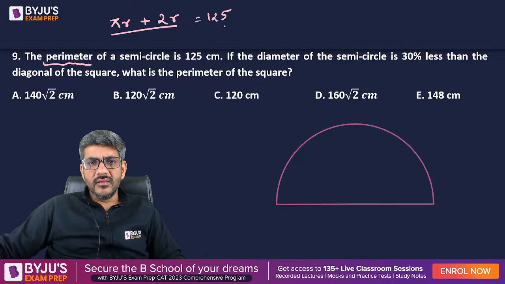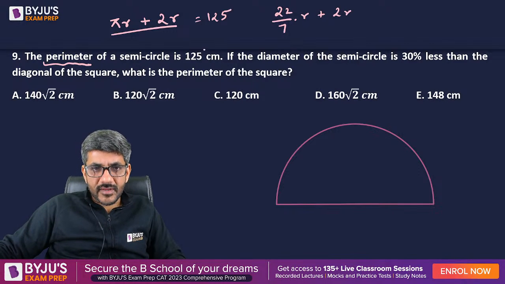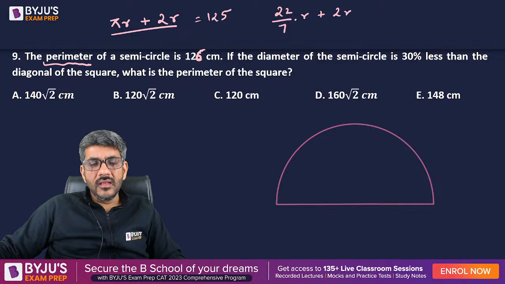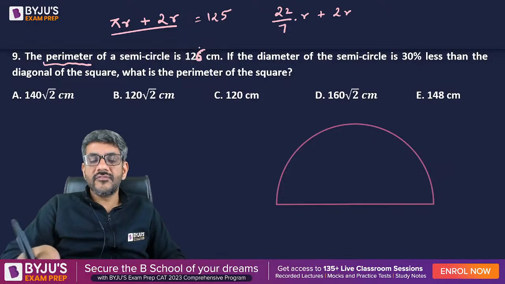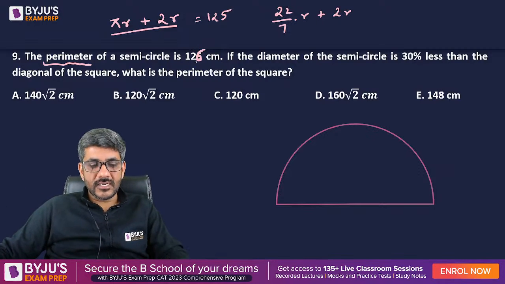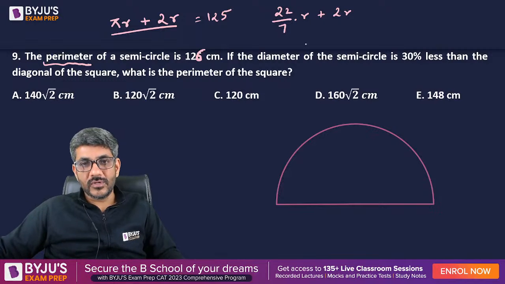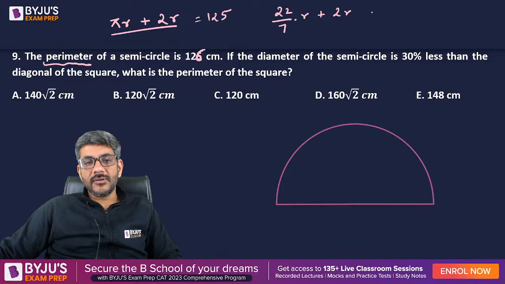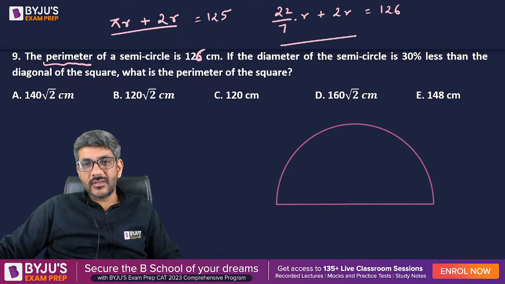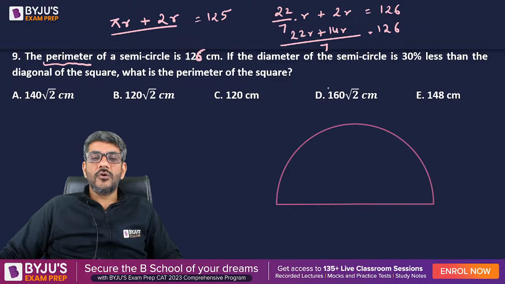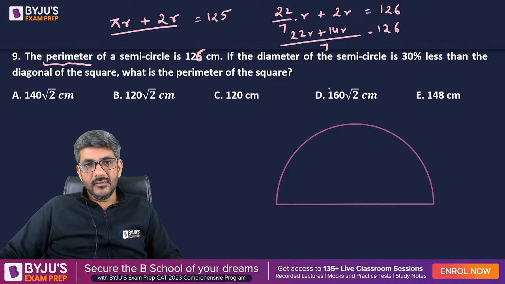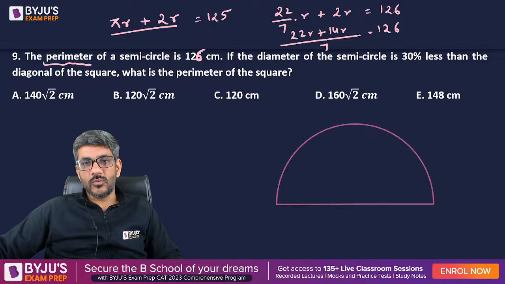Can we solve it? Let me try that. So pi r is 22 by 7 into r plus 2r. I am sorry, this was not 125, it was 126. I had changed it, but when I closed the file and opened the new file, it brought the original one once again. 22 by 7 r plus 2r is equal to 126. So the LCM will be 7. I have 22r plus 14r is equal to 126.